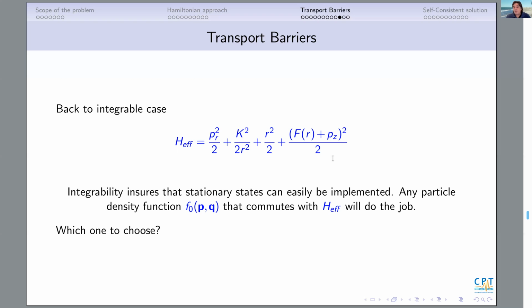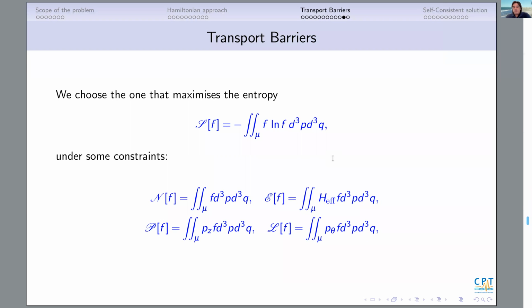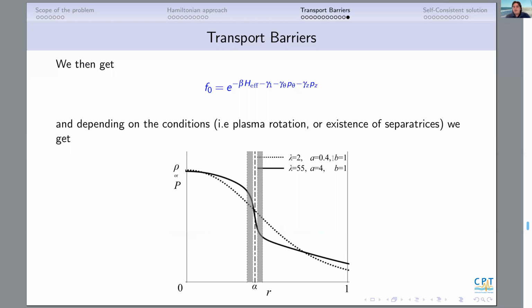What we did is decide to choose the one that maximizes the entropy. We don't have a lot of information, so we use information theory, and we say, okay, we will maximize the entropy. But we have some constraints. We will keep the total number of particles and the energy constant, and also, because we have two invariants in this setting, one momentum and two second momenta are globally conserved. So we have four constraints, and using this maximization, we find that the distribution has to be of this form.